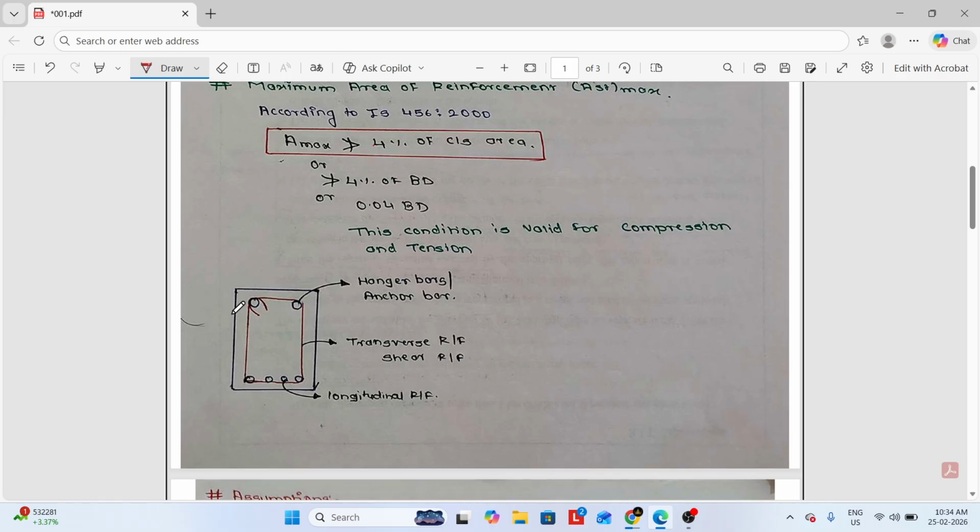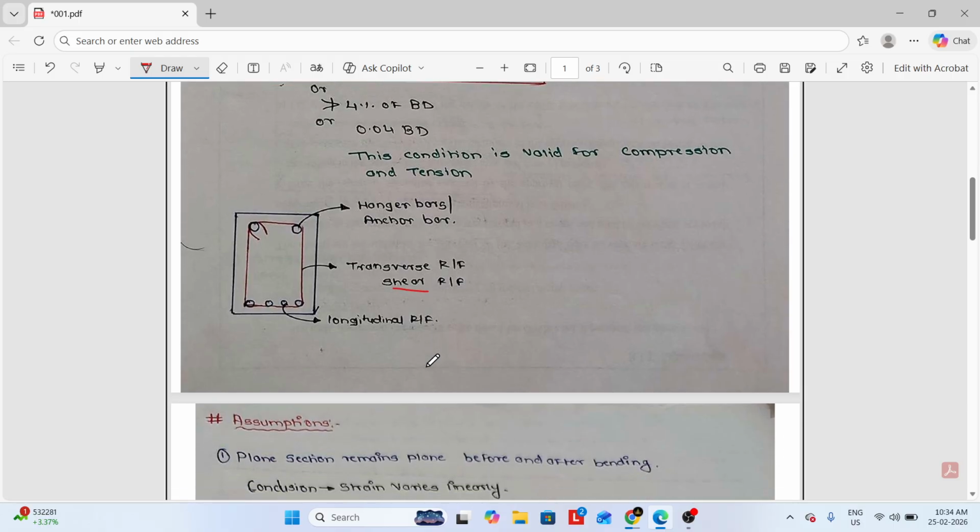Here we can see the cross section of the beam. The top bars are known as hanger bars, or we can say anchor bars. The bottom bars are known as longitudinal bars or longitudinal reinforcement, and the stirrups by which the longitudinal bars and hanger bars are connected are known as transverse reinforcement or shear reinforcement.